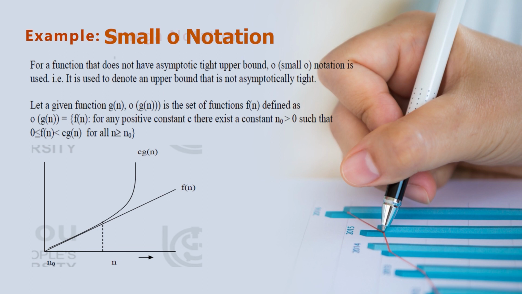So, for a given function gn, small o of gn is the set of functions fn defined as: for any positive constant c, there exists n naught greater than or equal to 0, such that c times gn, here you can see the inequality. Here the inequality is 0 less than fn less than c times gn, not less than or equal to. If less than or equal to is there, that is the big O notation. So, this is a loose bound. After n greater than n naught, we can see c times gn, fn has an upper boundary, but this boundary is a loose bound.